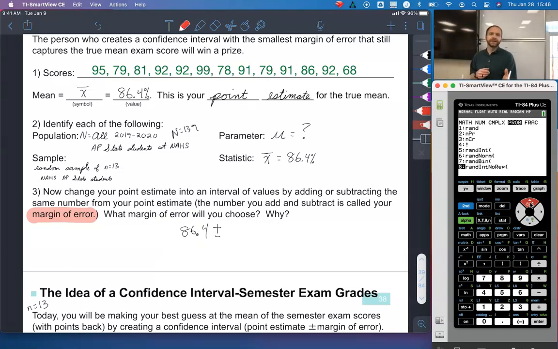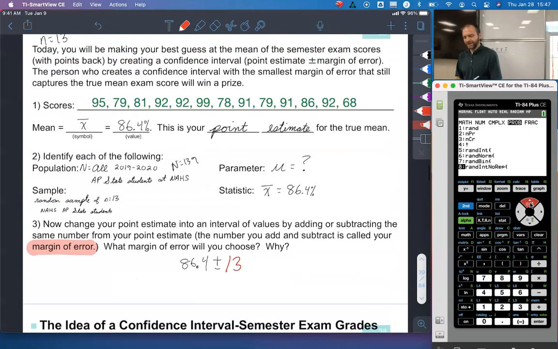So what do I want it to be? You know what? I think one of the students got 100%. I do. But that's not the mean. I'm going to probably, let me do 14. No, I can't do that. Let me do 13. So if I add 13, I'm going to have 99.4%. I really trust in your average. I think 99.4 is the highest that you can go for the average.